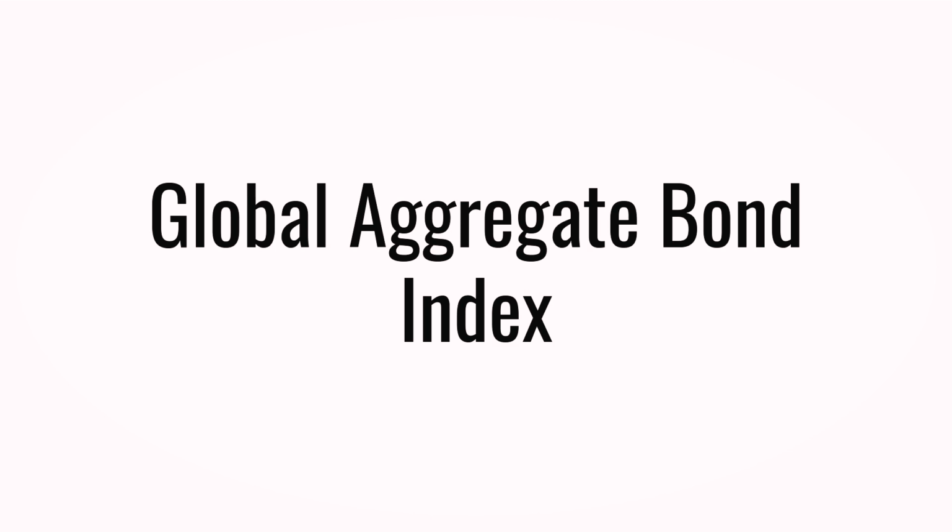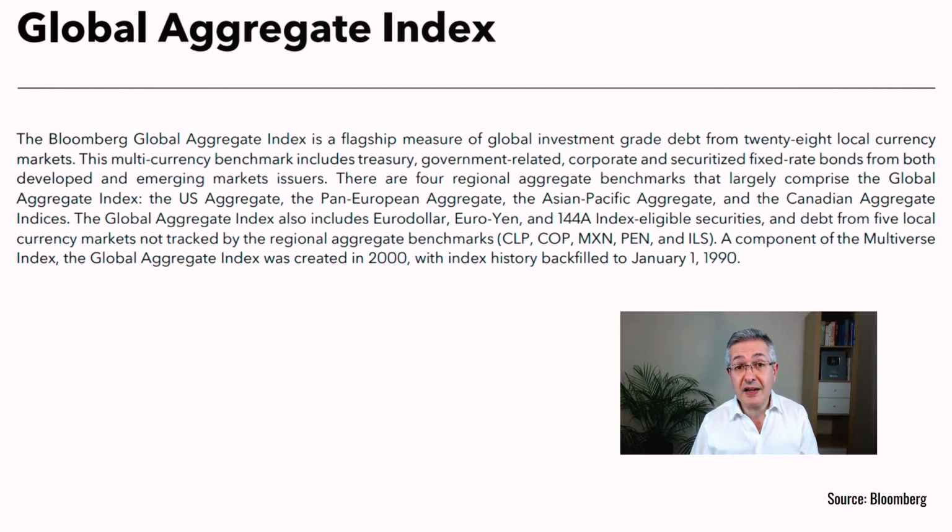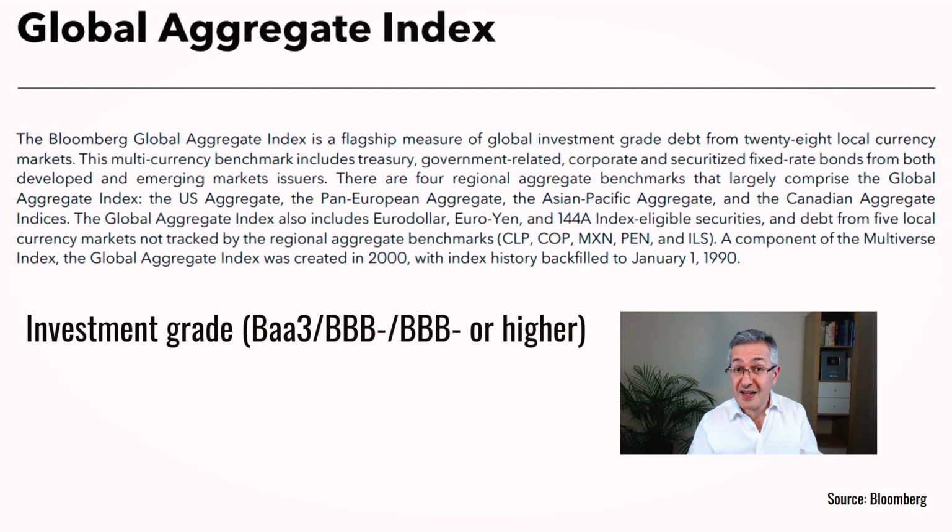The most commonly used global bond index is called the Global Aggregate Bond Index, and the company that maintains it is Bloomberg. Here you can see its description of the index on its website. But to summarize, it contains both treasuries, those are bonds which are issued by governments, but also corporate bonds. Those are bonds which are issued by companies. But all of those bonds are investment grade.